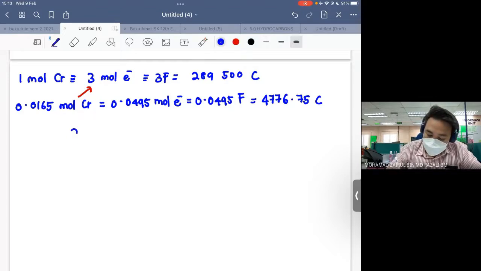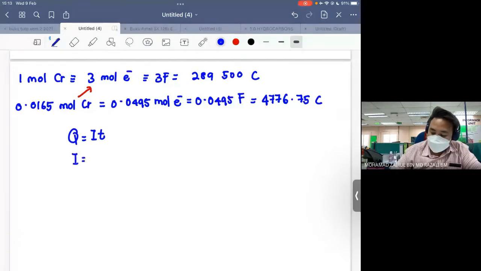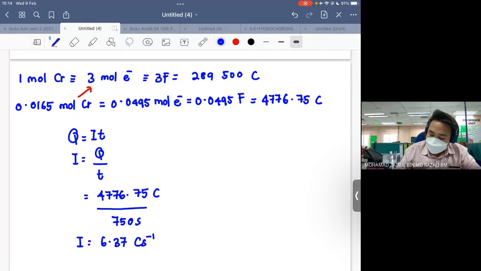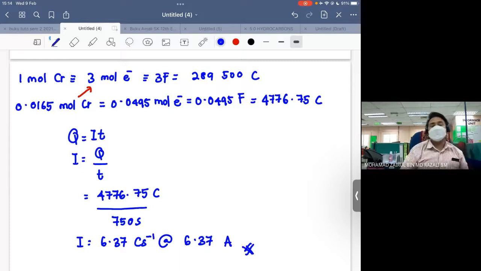Okay, so kita dah dapat charge, kita bolehlah cari kita punya current. So, we know that Q is equal to IT. So, the current is equal to the charge over the time. The charge is 4,776.75 coulomb and the time tadi kita kira tadi time in second. Time ni mesti dalam second, 750 second. So the current itu kalau awak calculate awak dapat 6.37 coulomb per second ataupun 6.37 ampere. Macam itulah cara kita nak apply Faraday's first law of electrochemistry.